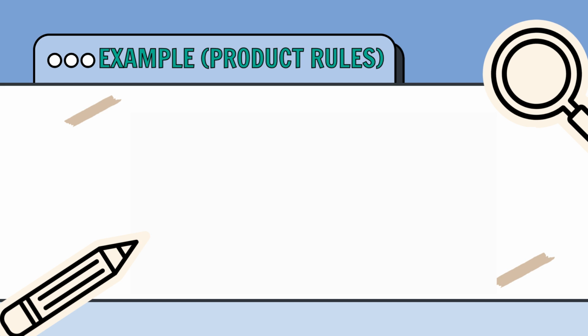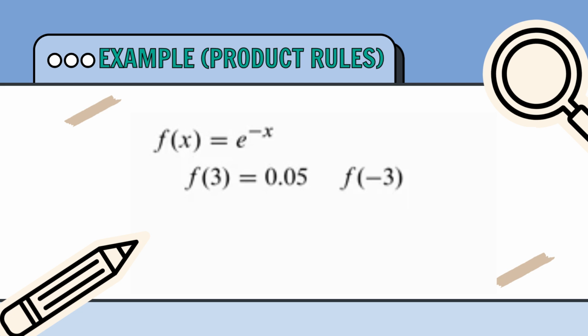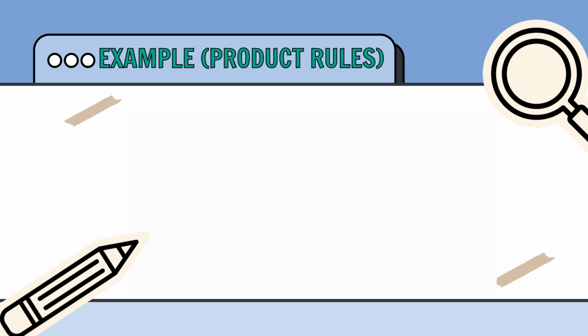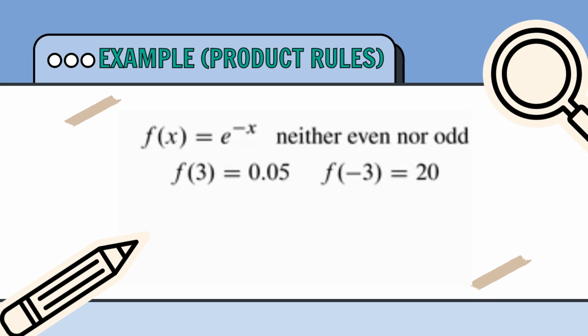It is important to remember that not all functions are even or odd. Consider the function e to the minus x evaluated at positive 3. The function is 0.05, and evaluated at negative 3, the function is positive 20. The function values are very different when x is changed to minus x. They are not related by a sign change. Therefore, this function is neither even nor odd.